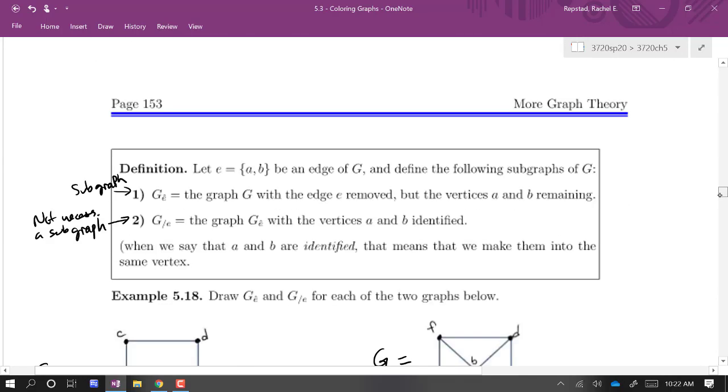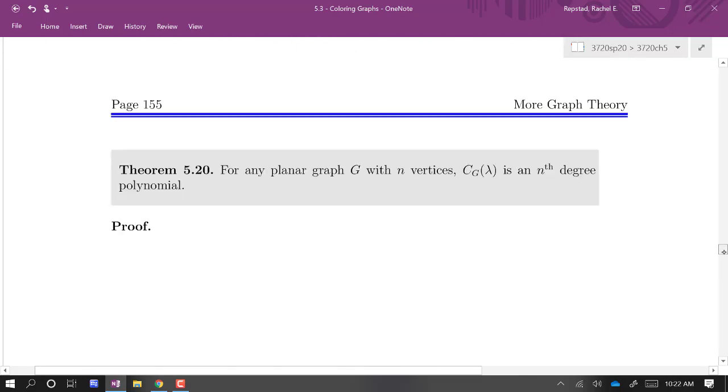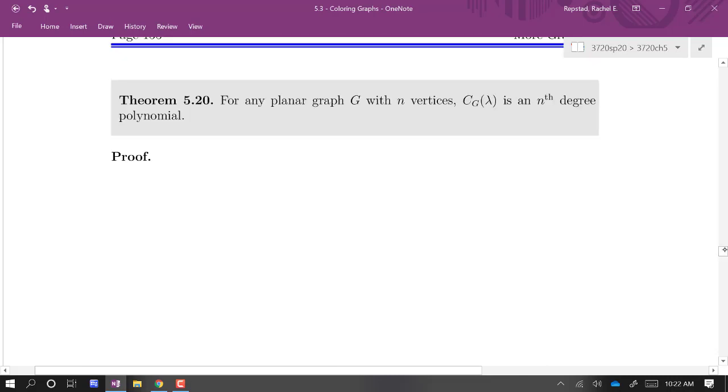But things can get a little complicated when we're finding these polynomials. So we're going to show that we always get an nth degree polynomial, and we're going to do this by using induction on the number of edges. I'll call the number of edges m, because we're using n for the number of vertices. So I'll say we have m edges.